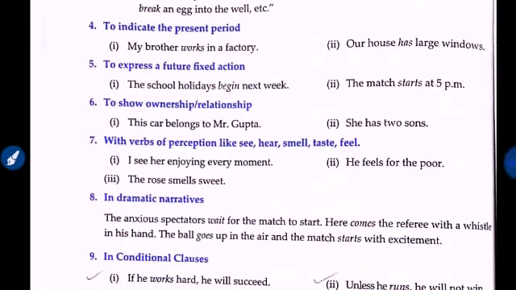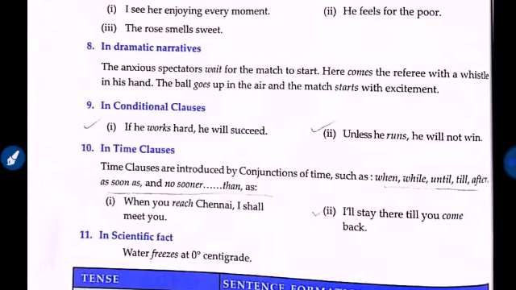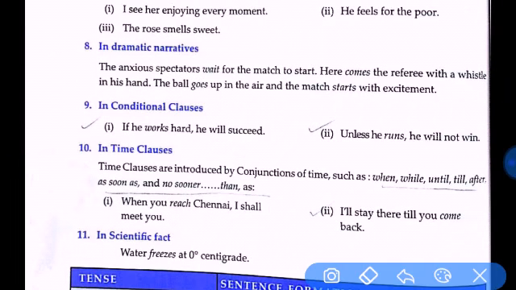Then we have the eighth one. We have the dramatic narrative. When you want to narrate something, you remember you have been learning to write essays, narrative essays. So in narrative essays we usually use the simple present tense. So when we want to express something or narrate something, we use the simple present tense.